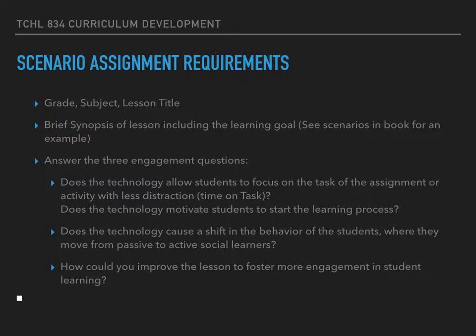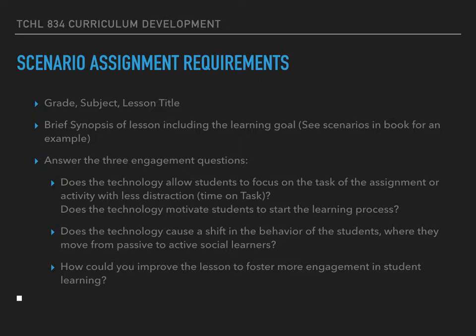Okay, so this is going to be a written work that you produce, and it's going to include the following things. Make sure you have grade level, subject, lesson title, just to give me some background information. And then just a brief synopsis of the lesson, including the learner goals. And take a look at those examples in the book, because that's exactly what yours kind of needs to look like. And then we're going to answer those 3 engagement questions.